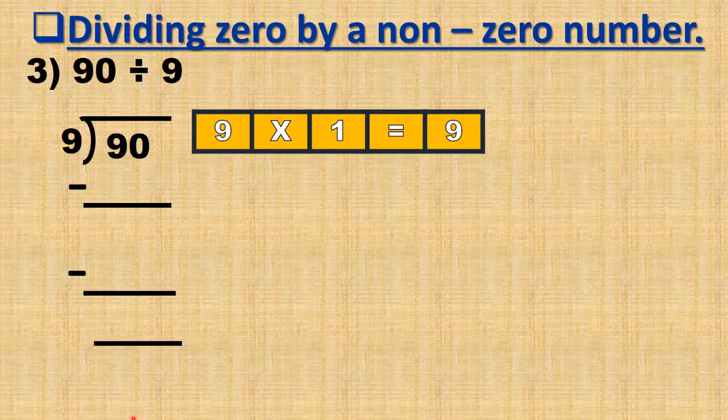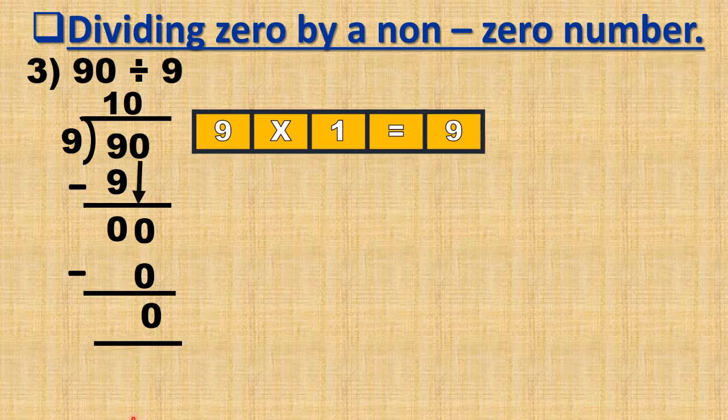Now let us divide 9 by 9 and see the table of 9. So 9 ones are 9. Write 1 in the quotient above the line. Now we will subtract 9 minus 9, which is equal to 0. Now bring down the next digit, that is 0. Students, 0 divided by any number is 0. Therefore, let us write 0 in the ones place. The quotient is 10 and the remainder is 0 minus 0, which is 0.